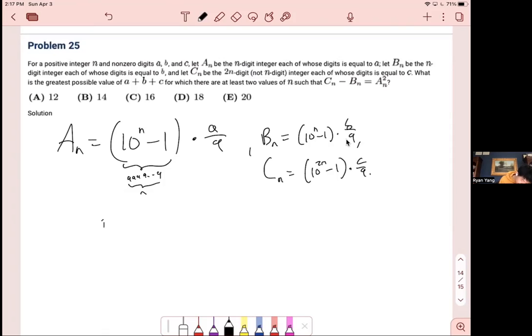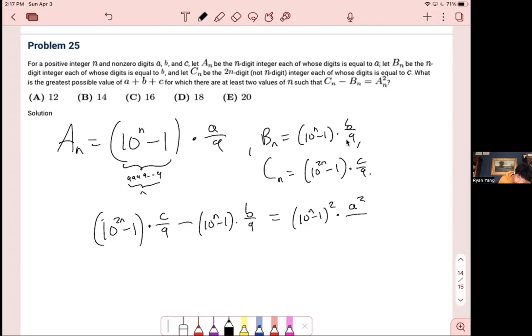And so when we plug this into our equation, we have 10 to the 2n minus 1 times c over 9 minus 10 to the n minus 1 times b over 9 is equal to 10 to the n minus 1 squared times a squared over 9 squared.